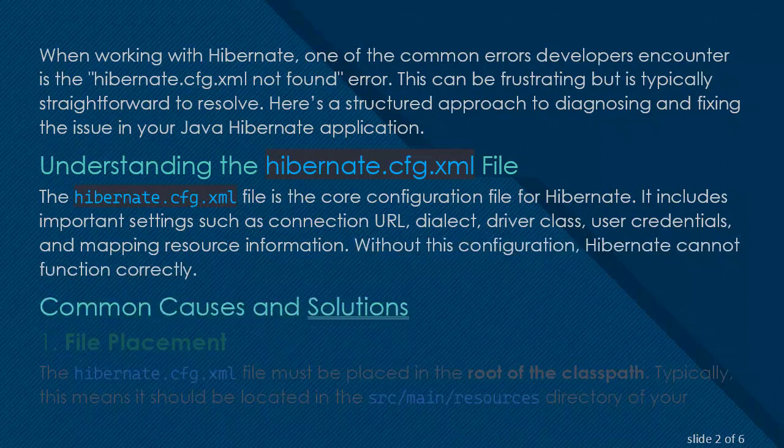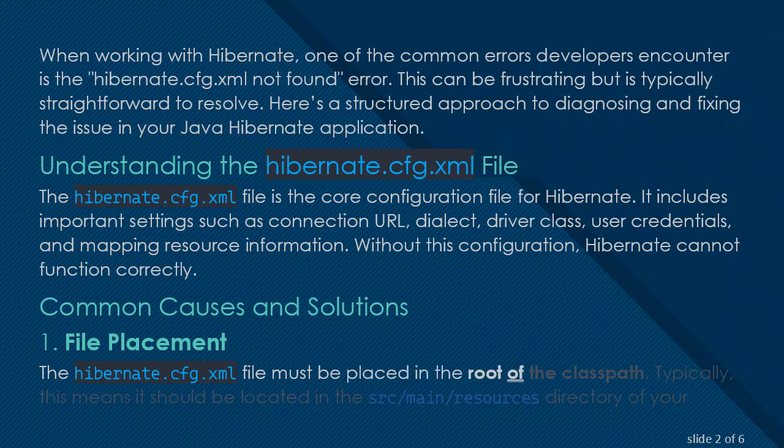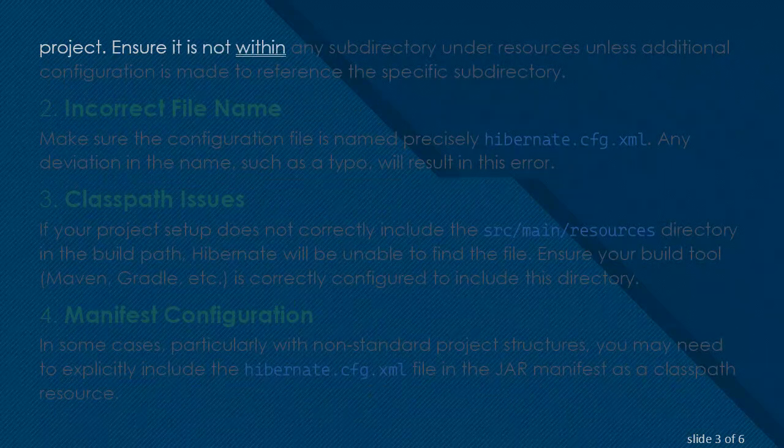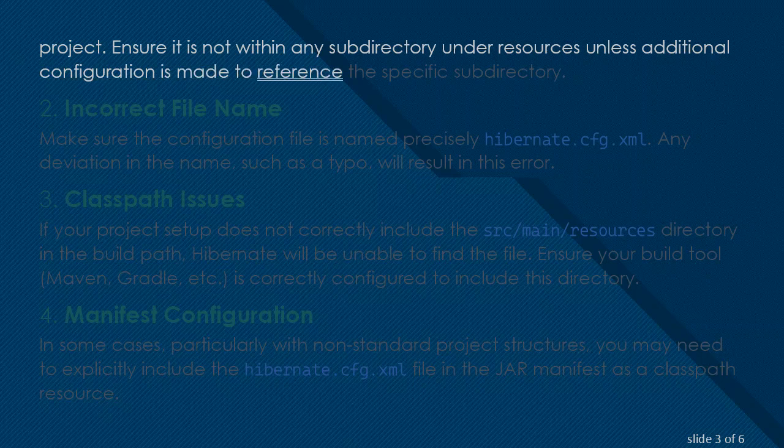Common causes and solutions. 1. File placement. The hibernate.cfg.xml file must be placed in the root of the class path. Typically, this means it should be located in the src/main/resources directory of your project. Ensure it is not within any subdirectory under resources unless additional configuration is made to reference the specific subdirectory.